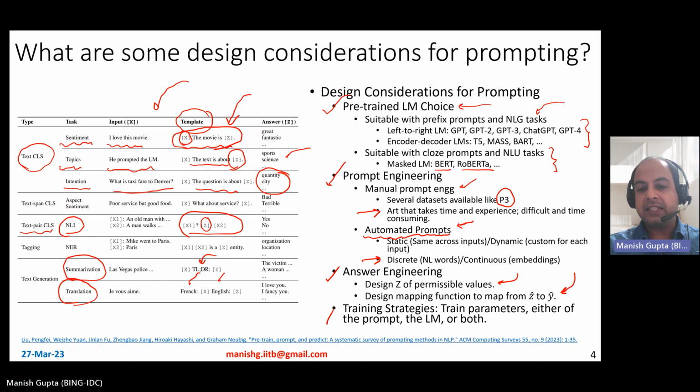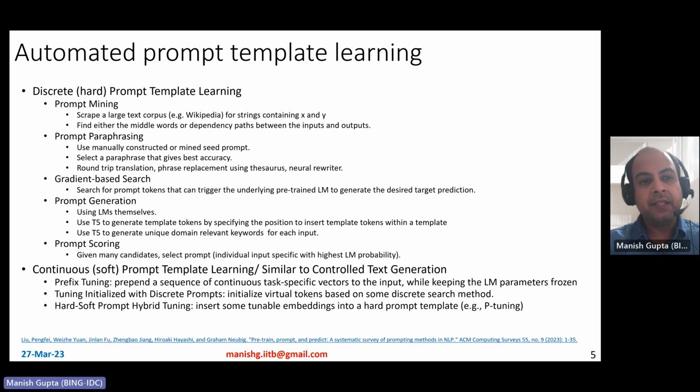Lastly, what is important while doing prompting is training strategies. So in most cases, of course, you will have language model parameters, which you may need to tune while doing fine tuning. While in some cases, you'll also have specific parameters for prompts, specifically cases where you have continuous prompts, right? In that case, you may want to either tune those parameters or keep them fixed while you're doing fine tuning. So let's discuss these aspects one by one in this video, right? So let's talk about automated prompt template learning.